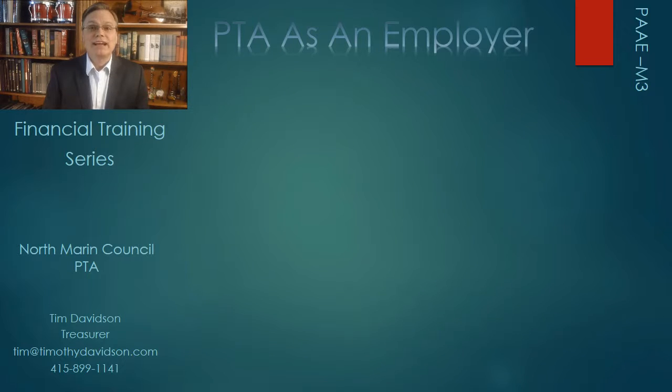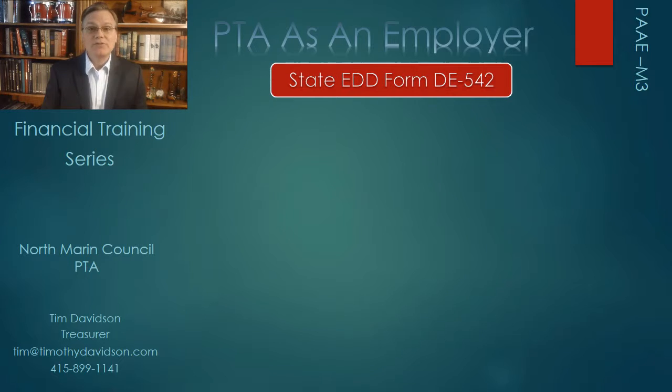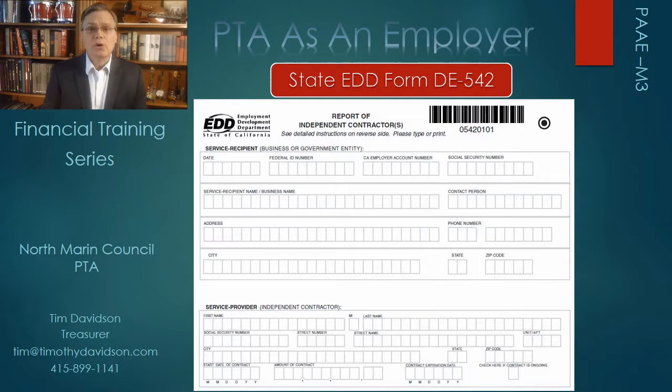In addition to filing IRS Form 1099 Miscellaneous with Form 1096 as a cover, PTAs must file State Form DE 542 to report payments to independent contractors to the State Employment Development Department. Use this form only if PTA paid an independent contractor $600 or more. The information in DE 542 is used to locate parents who are delinquent in their child support obligations.